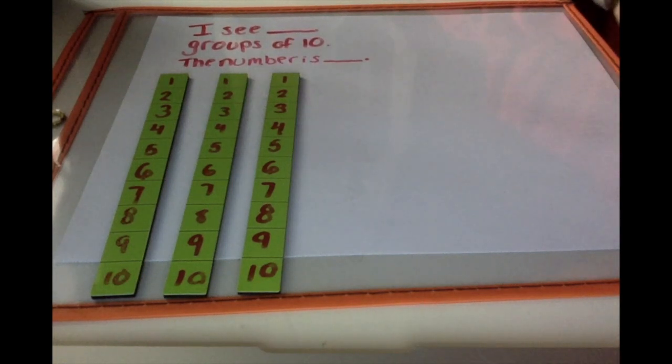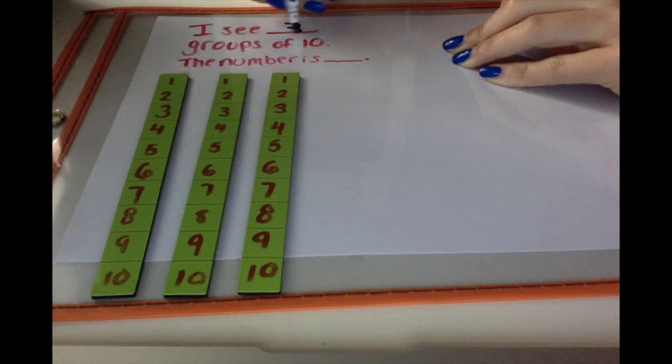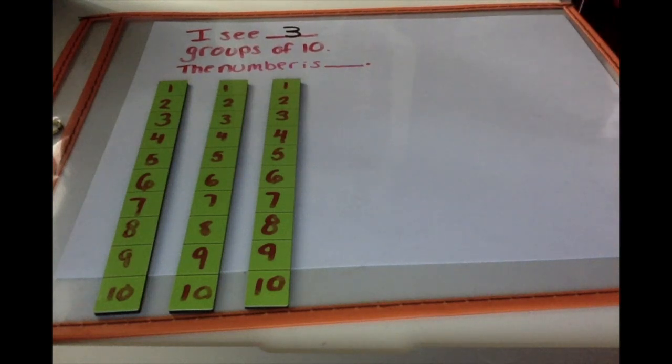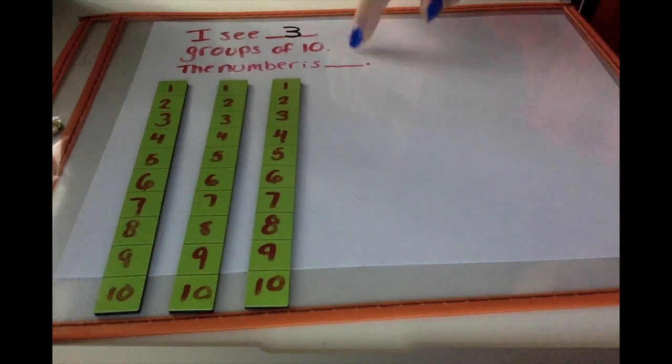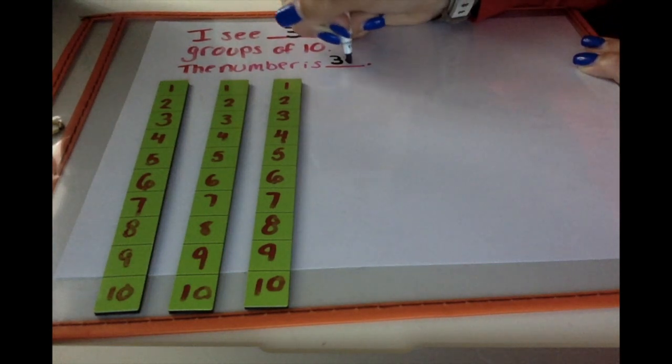1 group, 2 group, 3 group. So how many groups of 10s are there? 3, that's right. So I'm going to write the number 3. I see 3 groups of 10. The number is, so this is where counting by tens comes in handy. So if we don't know that right off the bat, what we can do is count our groups of 10. So 10, 20, 30. What's our number? 30, that's right.